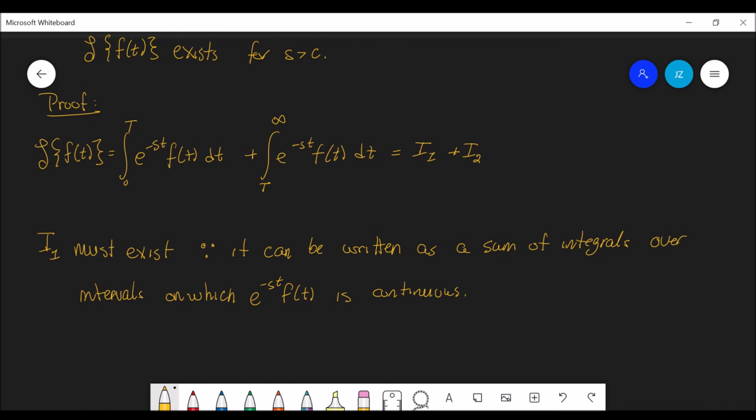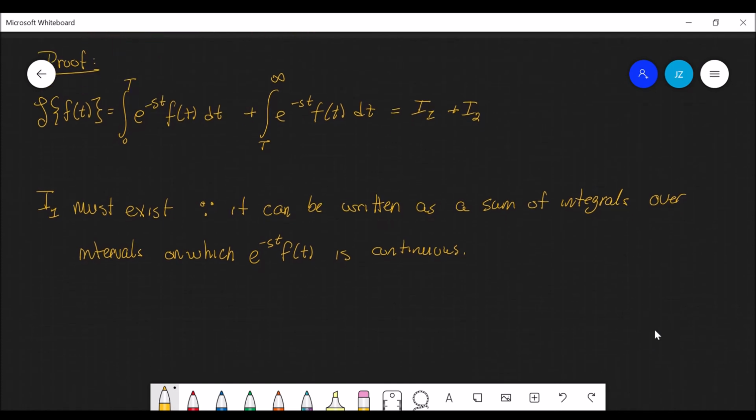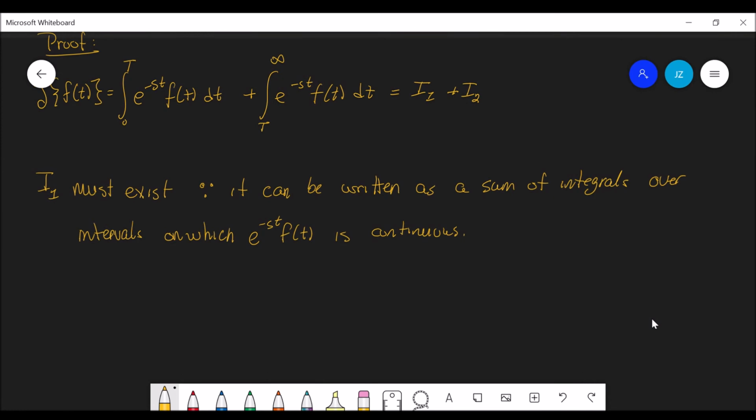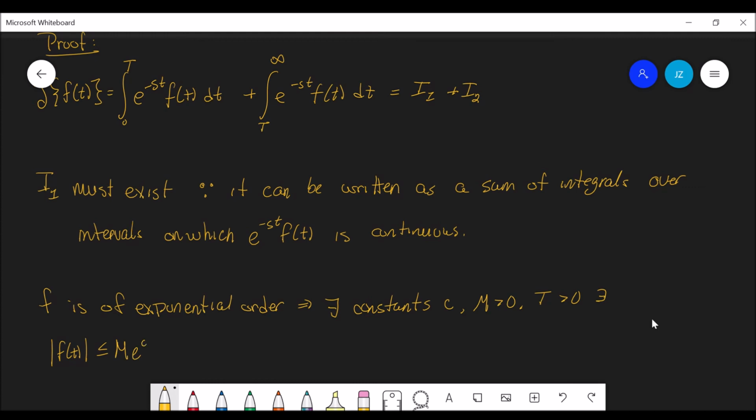Now we have to look at I2. So now we have to show that I2 converges. Well, f is of exponential order, which implies that there exist constants c, big M larger than 0, big T larger than 0, such that the absolute value of f of t is less than or equal to big M e to the ct for all t larger than big T. That is by the definition of exponential order.